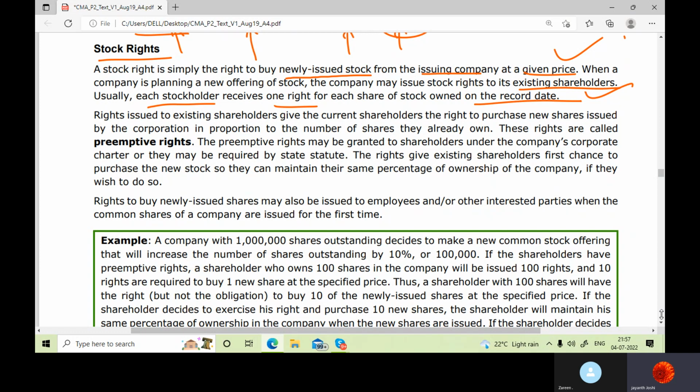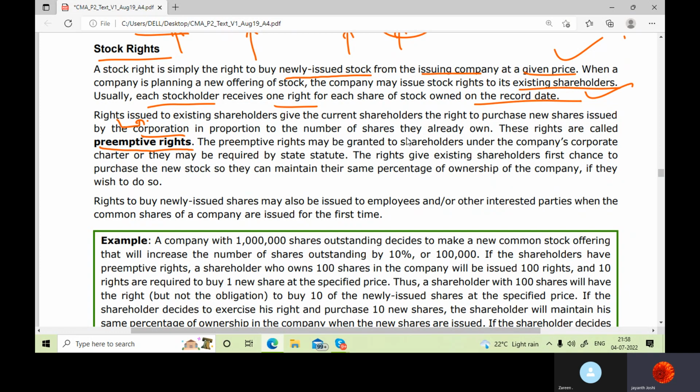So rights issued are the rights given to the already existing shareholders. They give the existing shareholders the right to buy new shares issued by the company in proportion to the number of shares they already own, because one share has one right, so 10 shares have 10 rights, and you can buy 10 shares. These rights are called preemptive rights. Why? Because these are already given.